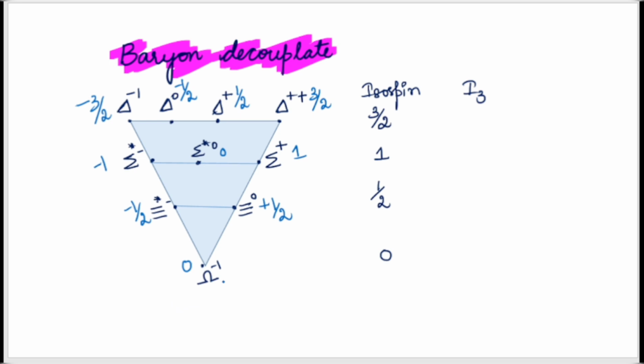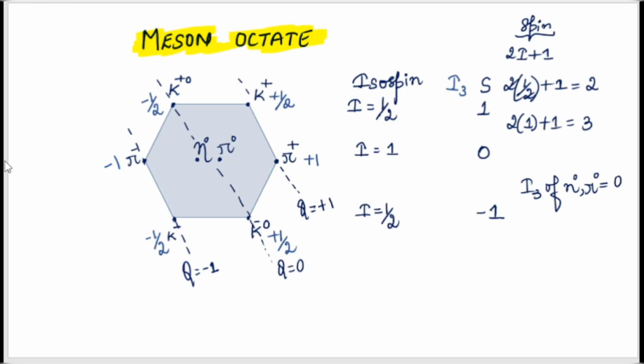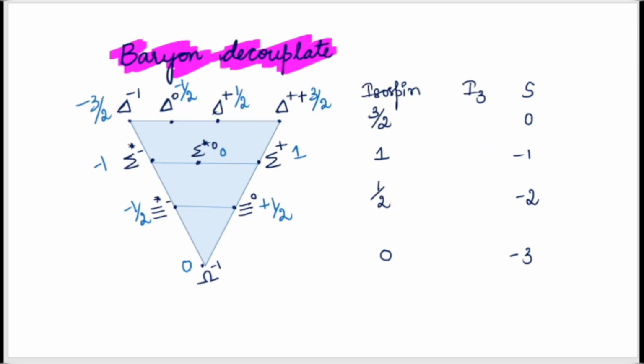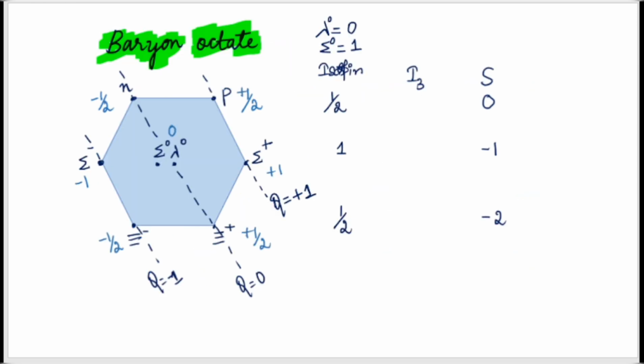The strangeness for the first particles, the deltas, is 0, then it goes on reducing: 0, then minus 1, then minus 2, and finally minus 3. I hope everyone is clear. Till now we have studied the meson octet, the baryon decuplet and the baryon octet. This is the decuplet and this is the octet structure.